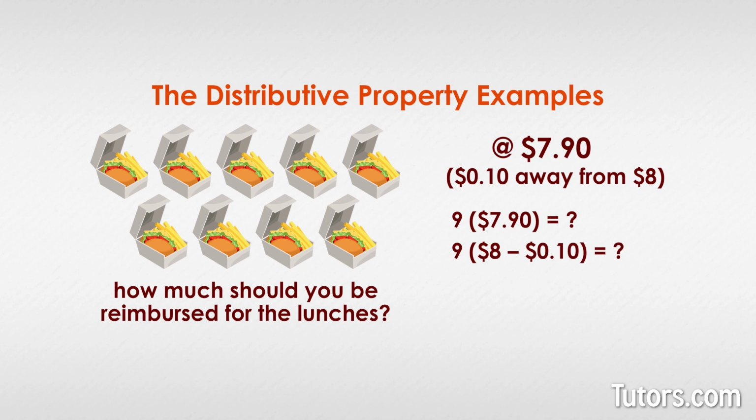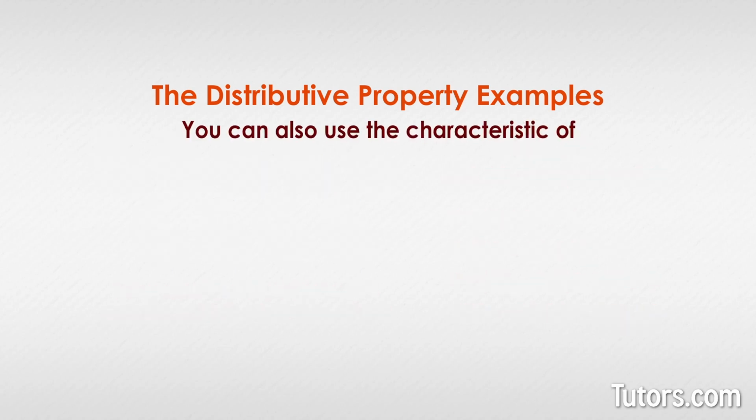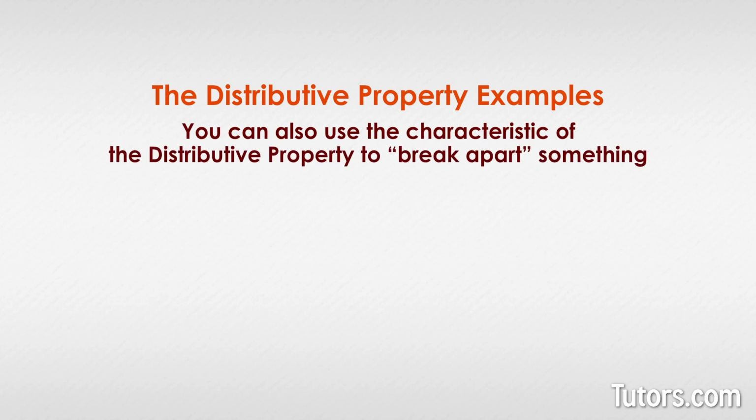Using the distributive property, this becomes 9 times $8 minus 9 times 10 cents. 9 times $8 is $72, and 9 times 10 cents is 90 cents. So we have $72 minus 90 cents. The Math Club treasurer should reimburse you $71.10 for the lunches.